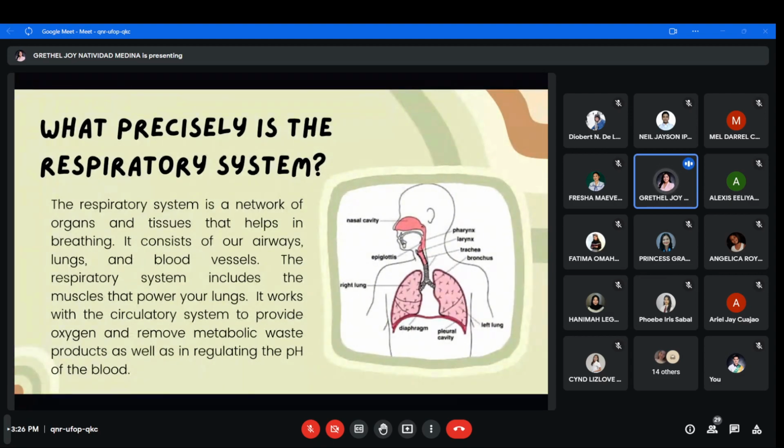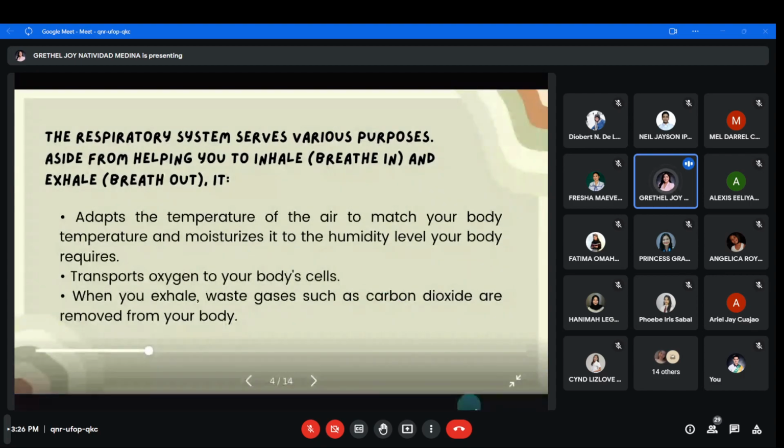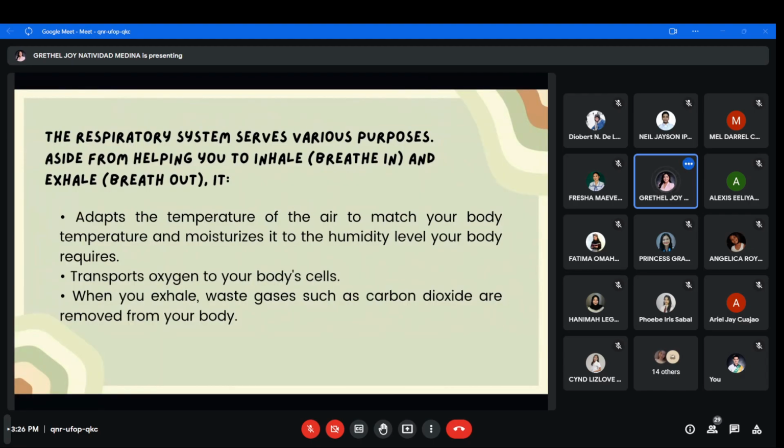So, what does the respiratory system do aside from helping us breathe? The respiratory system serves various purposes. It adapts the temperature of the air to match our body temperature and moisturizes it to the humidity level our body requires. It transports oxygen to our body cells, and when we exhale, waste gases such as carbon dioxide are removed from the body.